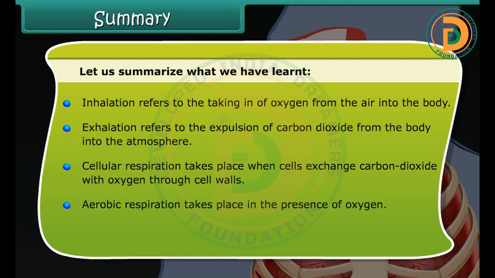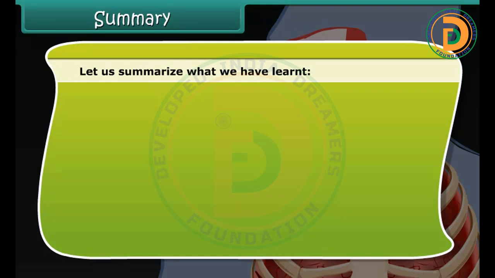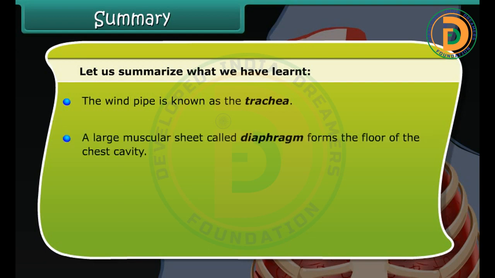Aerobic respiration takes place in the presence of oxygen. Anaerobic respiration takes place in the absence of oxygen. The windpipe is known as the trachea. A large muscular sheet called diaphragm forms the floor of the chest cavity. Alveoli are tiny air sacs.